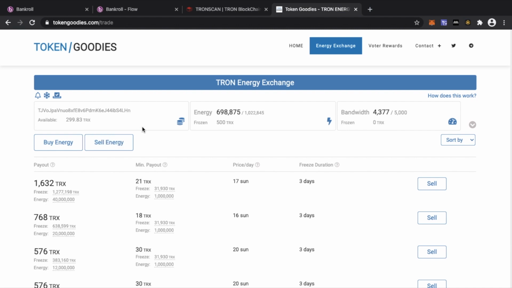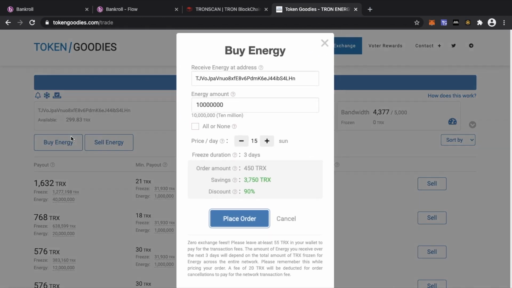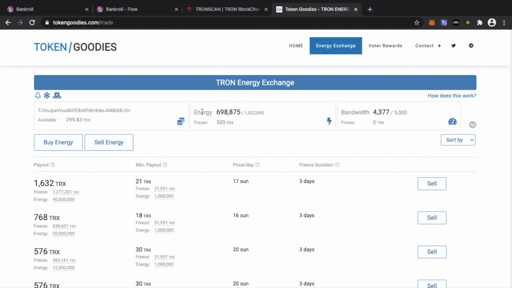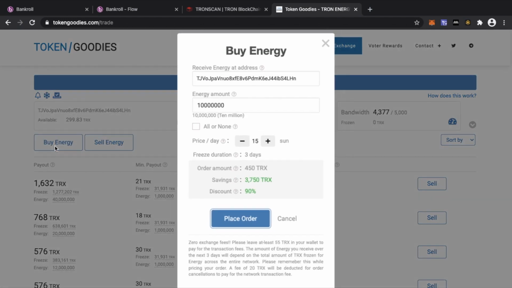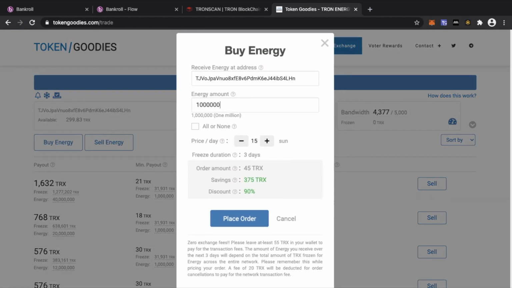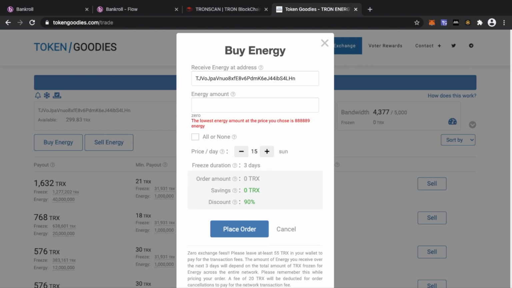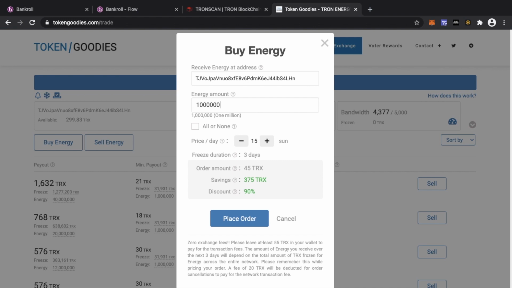So on my account, you saw I had 1 million energy. I bought that energy, or I rented that energy from token goodies. So you click the buy energy button, and you can go ahead and look at your energy. So I've got a maximum of 1 million energy, and I've used 698,000. I've made the energy up by renting 1 million from token goodies and freezing 500 Trons worth. So if you want to go ahead and say buy 1 million Trons worth of energy, it will be yours for 3 days. So for 3 days, it will replenish and you will have 1 million every 24 hours.